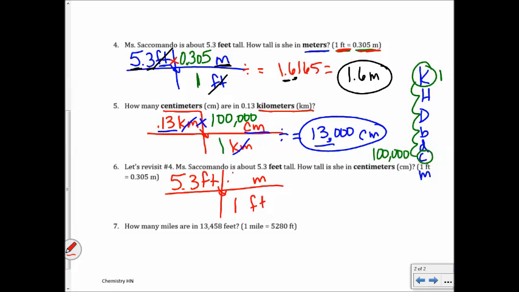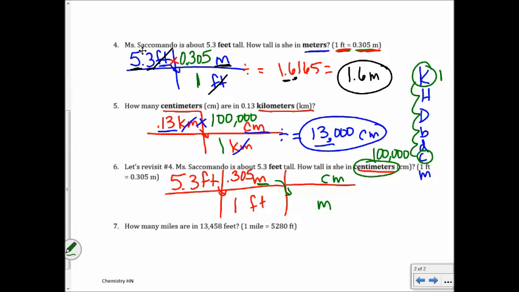So I'm going to insert that in just like I did before. 1 foot, 0.305 meters. However, I need to get to centimeters. I'm not done yet. So what I'm going to do is add another track. Since I do not want meters, meters is right here. I want to get rid of meters. Now I'm going to take that and diagonal it down over here. Get rid of the meters. Because I want centimeters right here. Okay?